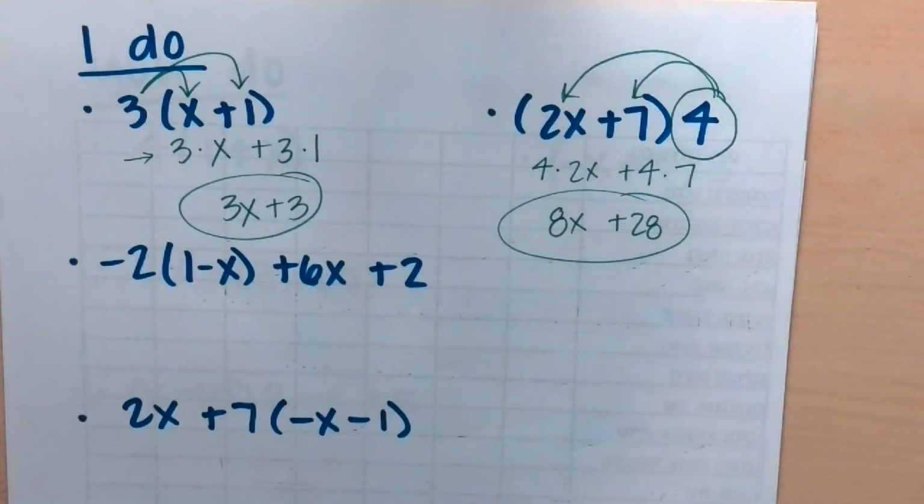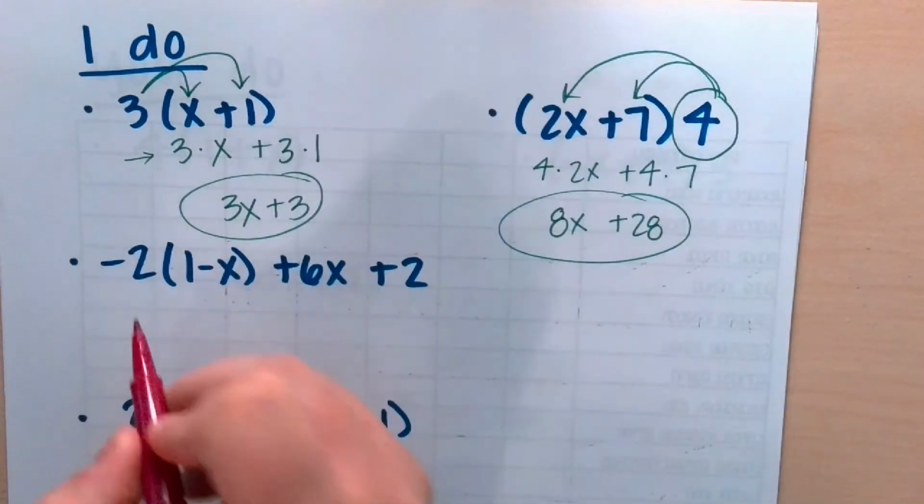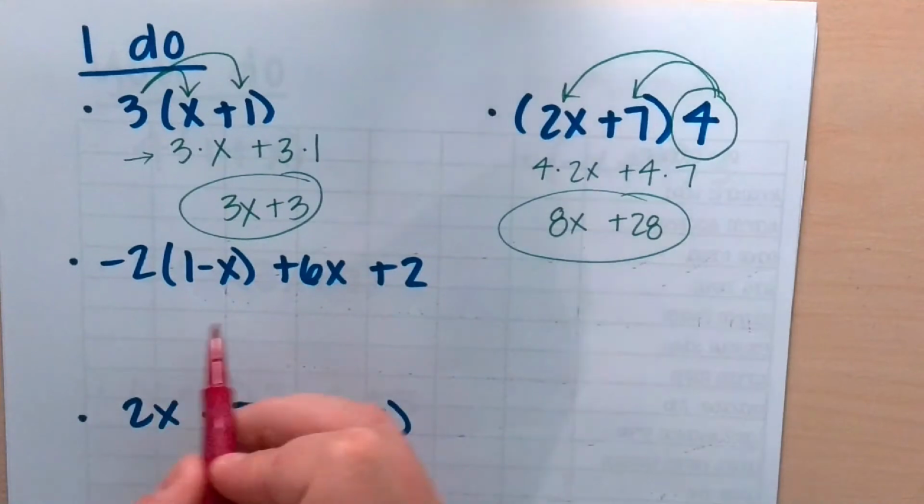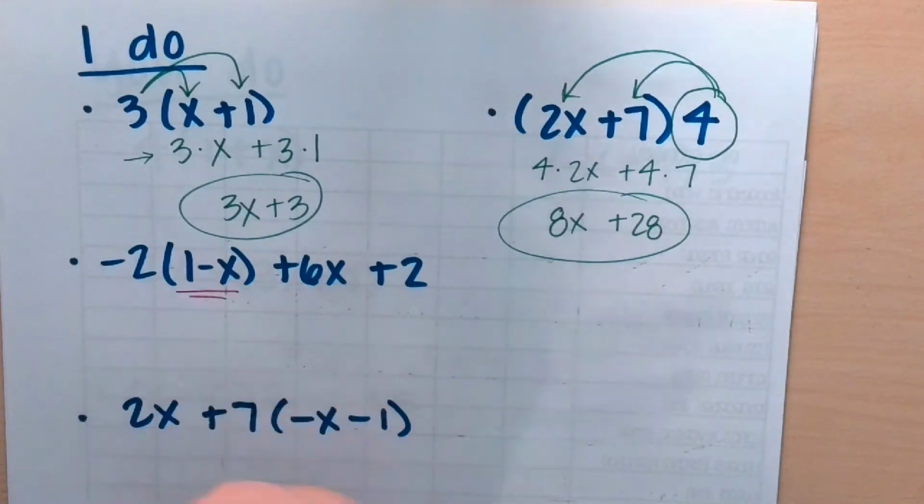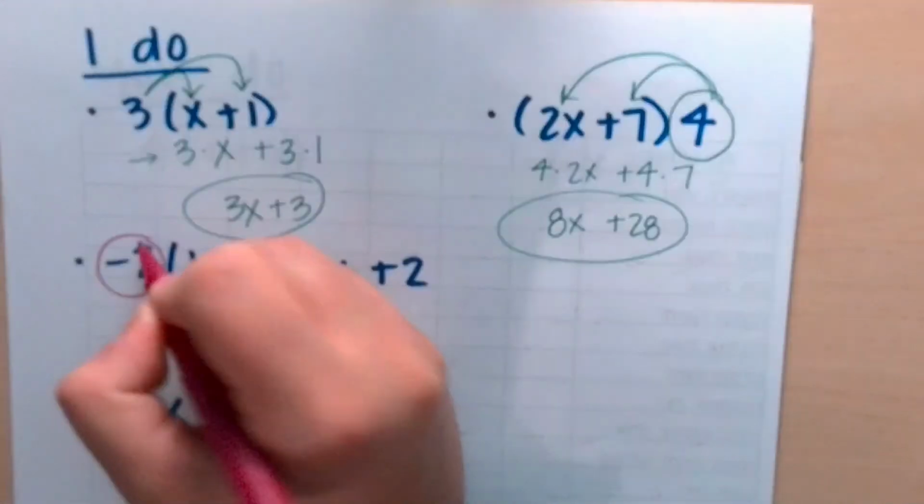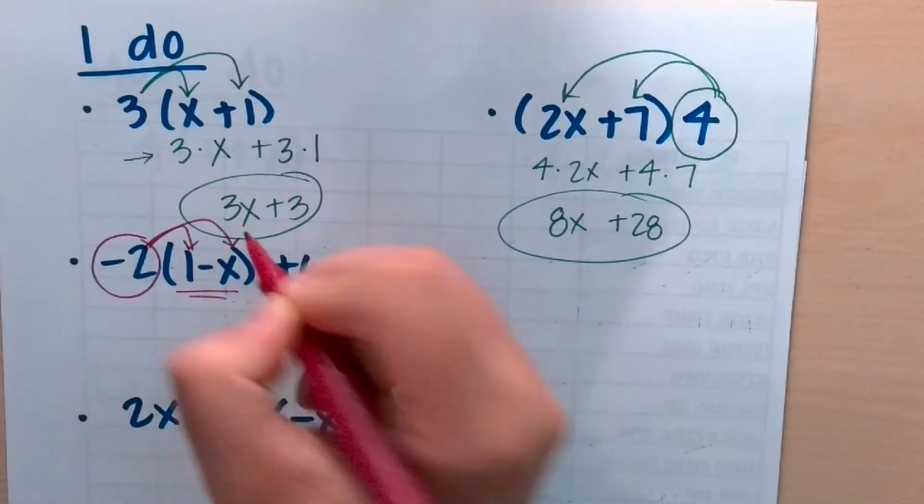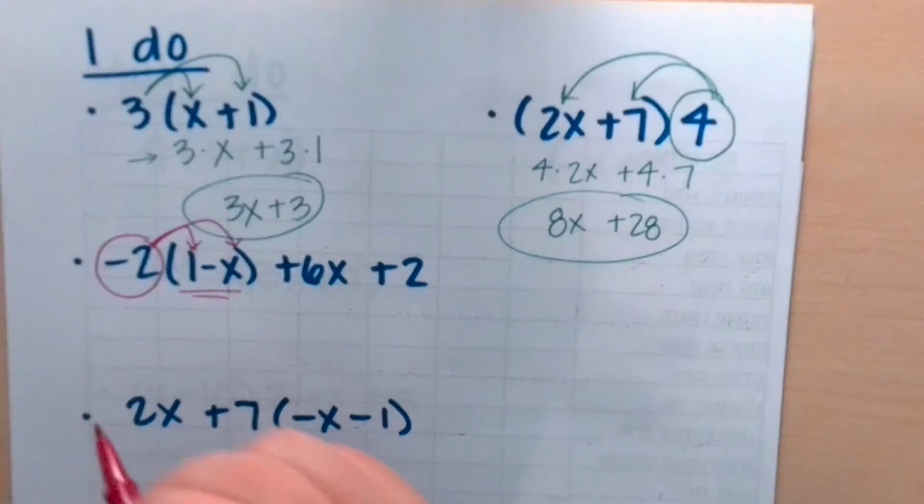Up next, we're making it a little more complicated. We have a few more extra terms. So right here, I'm going to make this a question. What are we going to distribute to this set of parentheses? Hopefully you said that it's -2. It's really important that negative sign stays with the 2, right?